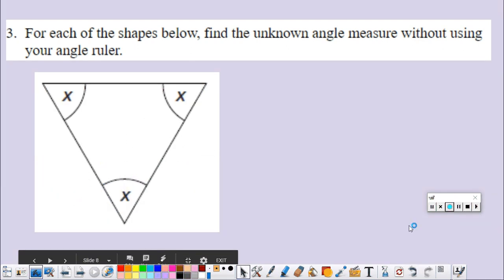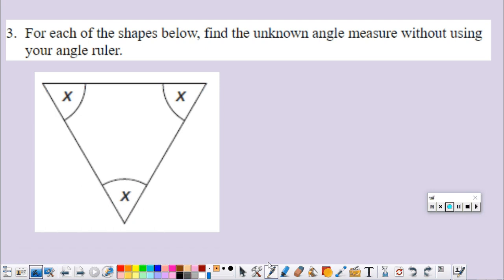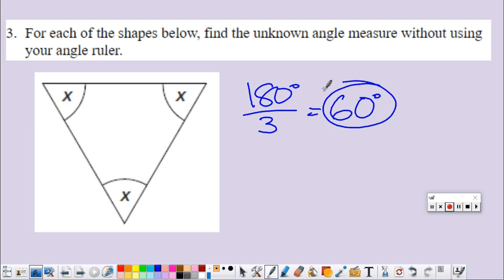All right, what about this one? Abby Pittman, how did you solve this one? Okay, she said 180 divided by 3. Why would she divide by 3, Eric? Because it's the three angles. And what do we know about those three angles? They're equal. They're all the same. So I can divide by 3 because it's 3 equal parts, right? So how many degrees does that give me? 60 degrees. Y'all agree? Very good. Good job.